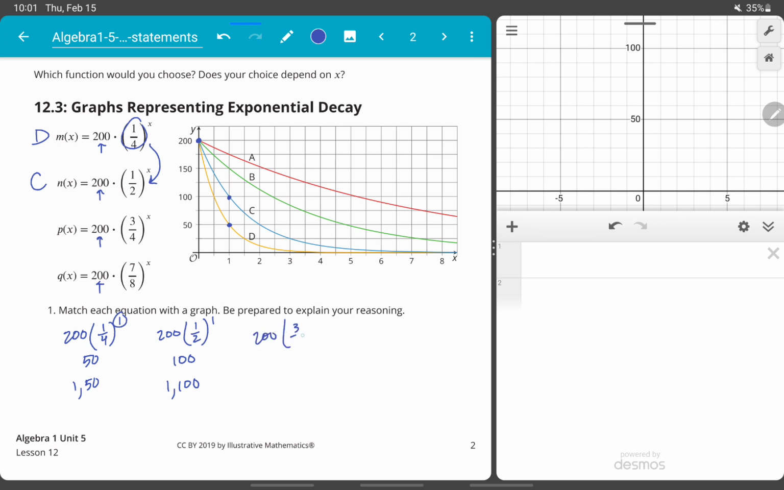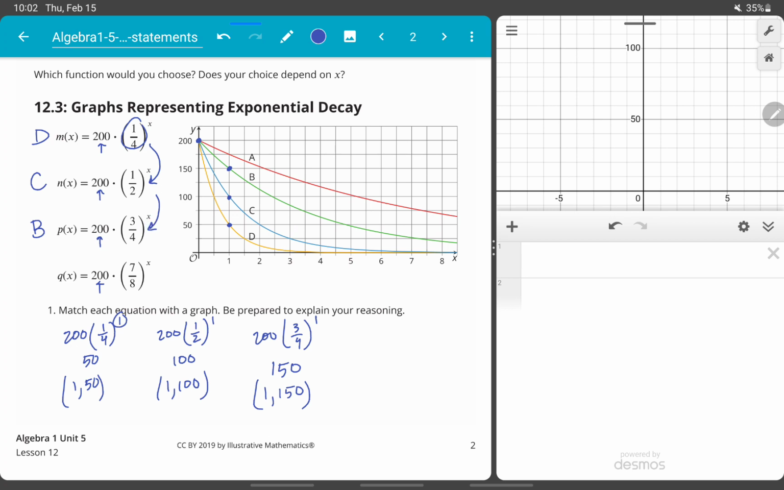Let's do the next one. 200 times 3/4 to the first power. So that's the same thing as 200 times 3/4, which is going to be 150. And so the point (1, 150) would be on that graph. And we should really put parentheses here if we're going to be accurate, right? So let's put that point. So this would be B. And that makes sense because our b value is still getting bigger, so our graph should still be getting less steep.